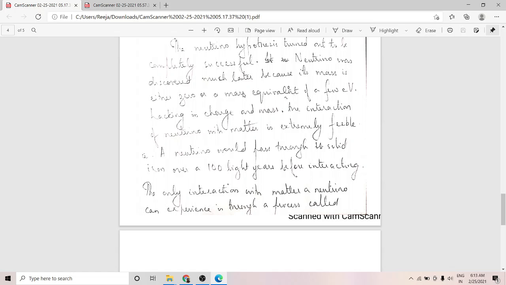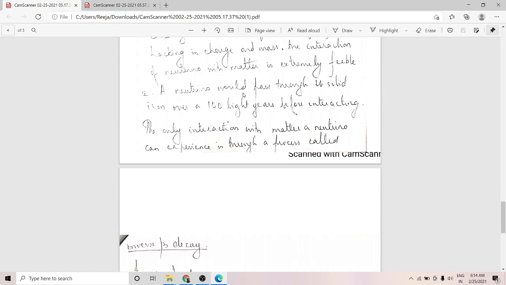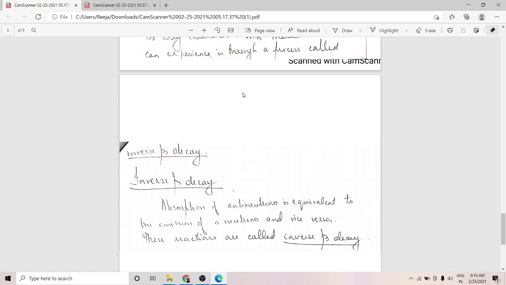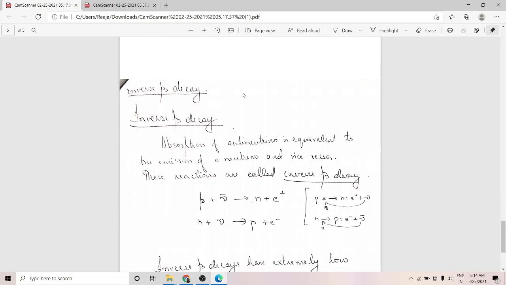That means the interaction is very weak. So the only interaction with matter a neutrino can experience is through a process called inverse beta decay. So let us see what is inverse beta decay.